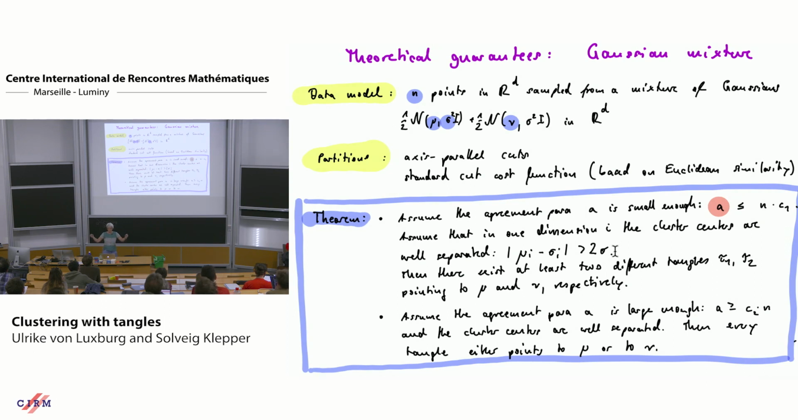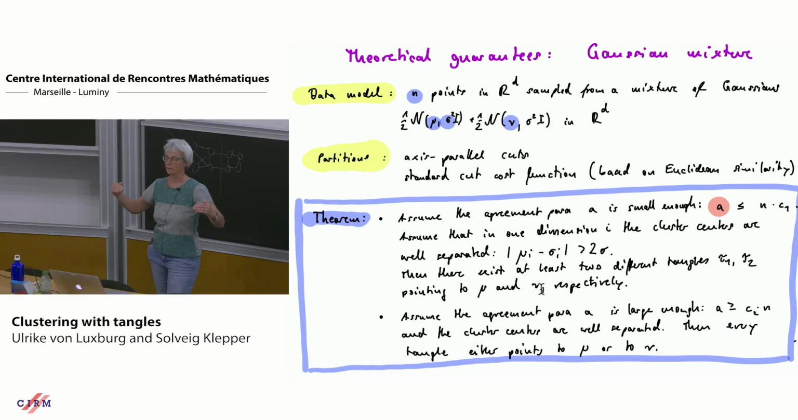And the statement is now if these conditions are satisfied, so the clusters are well separated and the agreement parameter is not too large, then you will always find at least 2 different tangles that point to the 2 cluster centers, either mu or nu. So this is one side of the statement.